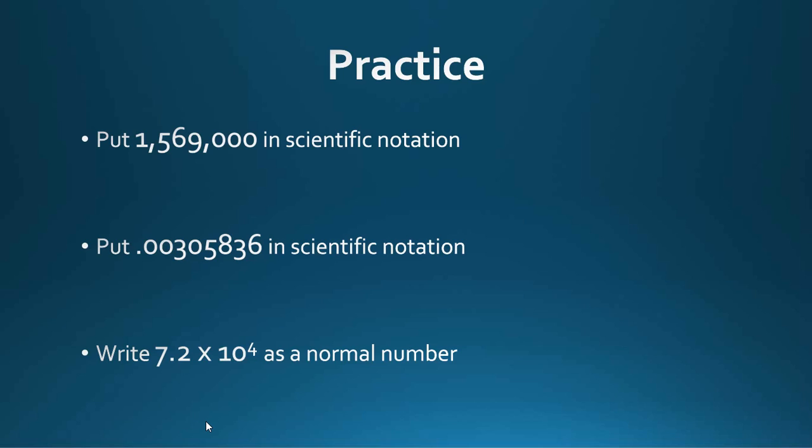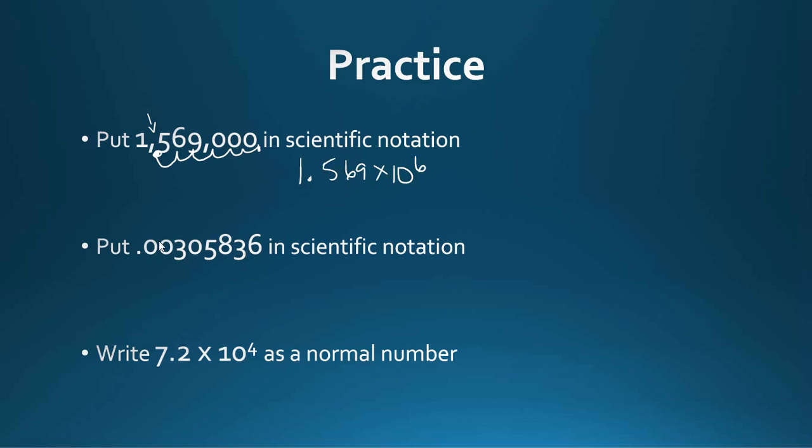Welcome back. For this first one, we're putting 1,569,000 into scientific notation. Again, we assume that our decimal place is at the end. We want to move the decimal so that it goes to a number between 1 and 10, which is going to be right here. We're going to want to stop. So 1, 2, 3, 4, 5, 6 places to the left. 1.569 times 10 to the 6th.